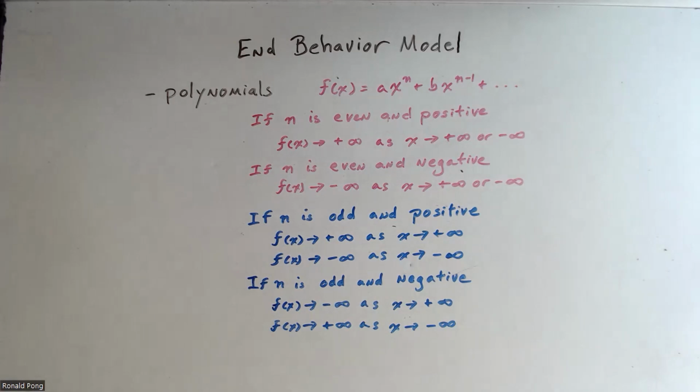Conversely, if n is odd and positive, f of x will head toward positive infinity as x approaches positive infinity, and f of x will approach negative infinity as x approaches negative infinity. The converse for when n is odd and negative is also true, as shown here.